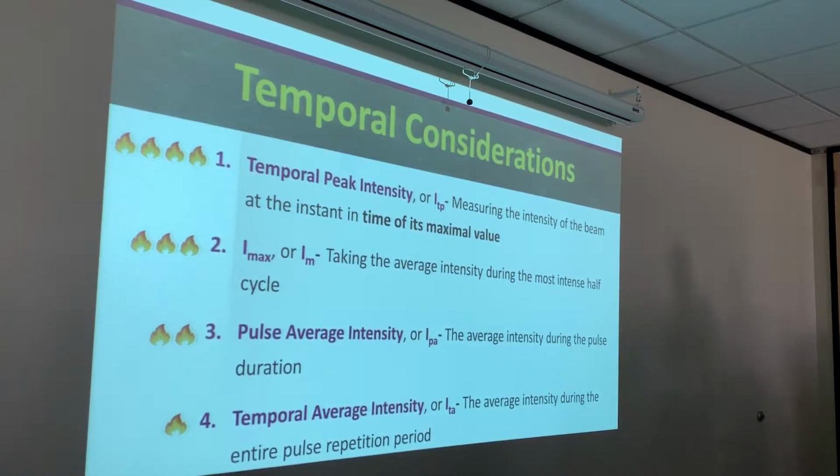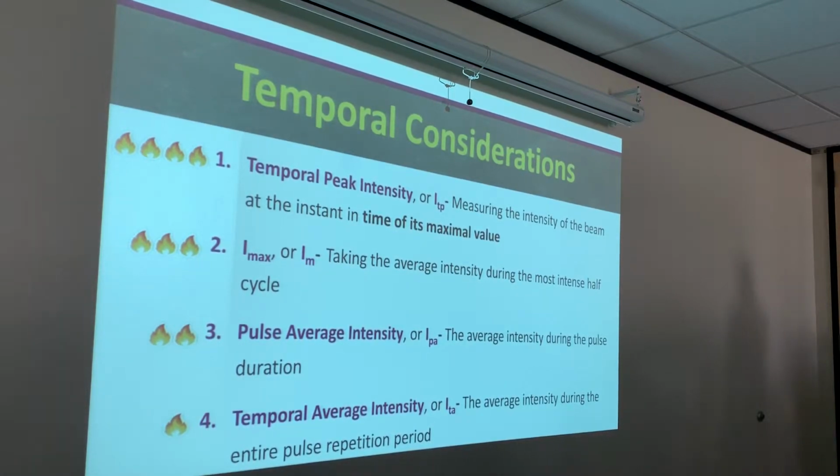I'm going to make a little graphic for us up here in a second after I go through these, okay? I max or I am, that's taking the average intensity during the most intense half cycle. And I'll explain what that half cycle is, guys. Everybody can look at figure 5.3 in the book, page 71. You see the graphic is showing, see the black arrow? That's the one spot in time where they're measuring the maximum value. That's the temporal peak, right?